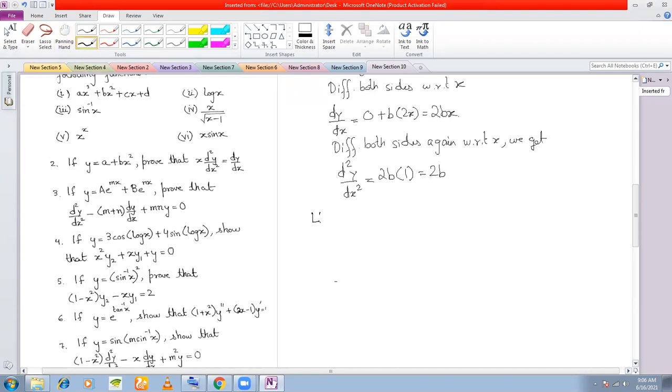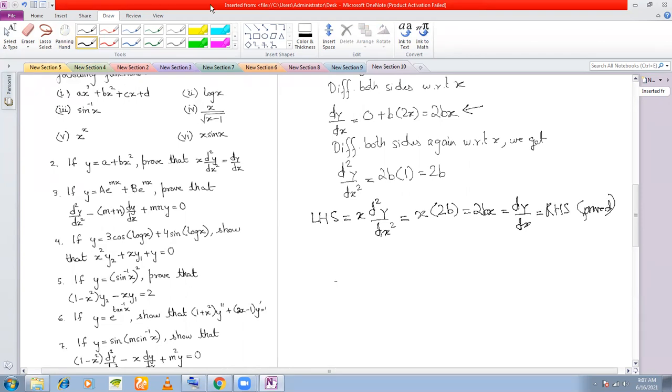We start with the left hand side. Left hand side is x d2y dx2. And d2y dx2, we have found this to be 2b. So this is 2bx. And if you see, dy dx is 2bx. So this is equal to dy dx, which is equal to your right hand side. So this is proved.